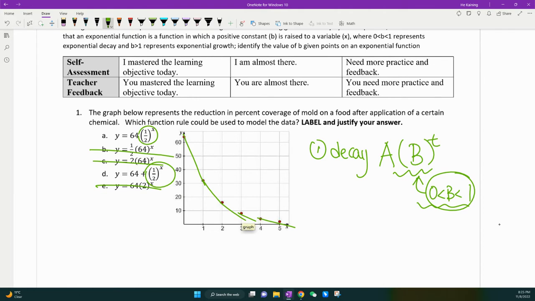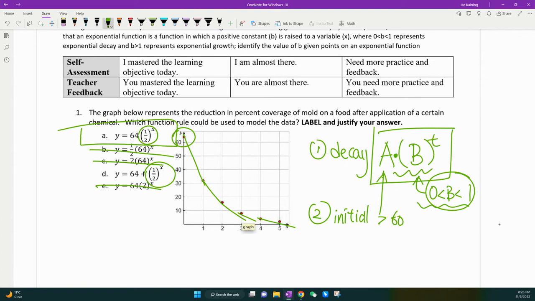Now the next thing I need to take a look at: based on our equation A, B, T, there's supposed to be a place talking about A, which is our initial. Based on what I observed, the initial has to be above 60, so greater than 60. Okay, I got 64 and 64. Great. But observe our equation: I actually have a times right here rather than a plus. So I know that definitely our answer is A rather than any other choice.